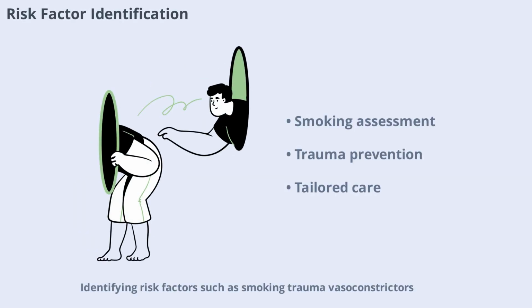Identifying risk factors such as smoking, trauma, vasoconstrictors, and oral contraceptives is essential for preventing complications like dry socket and nerve injuries. Surgeons should assess each patient's risk profile and adjust surgical techniques accordingly. Awareness of risk factors allows for targeted prevention and tailored postoperative care, reducing the incidence of adverse events.